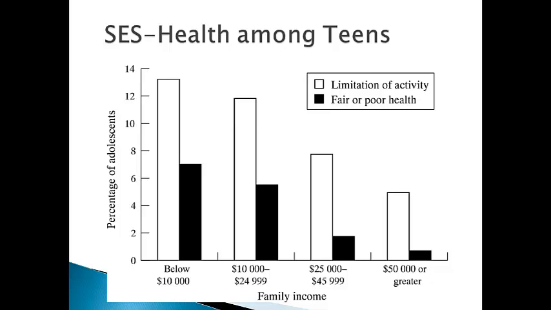This is another example from a study done in 2002. The study focused on teenagers. The slide shows the percentage of teenagers who said their health was fair or poor and the percentage who said their activity was limited due to their health. Teens in the lowest family income category are more than twice as likely to report their activity as limited compared to teens in the highest family income category.